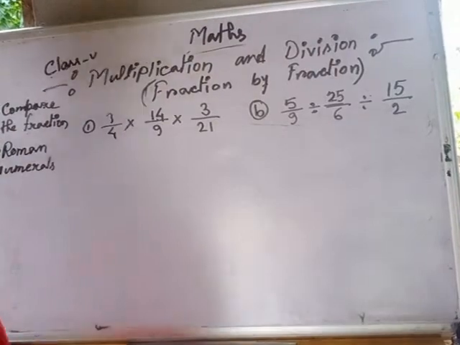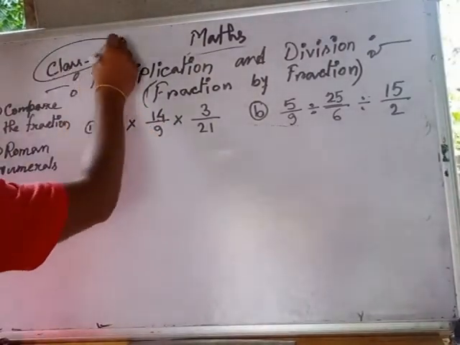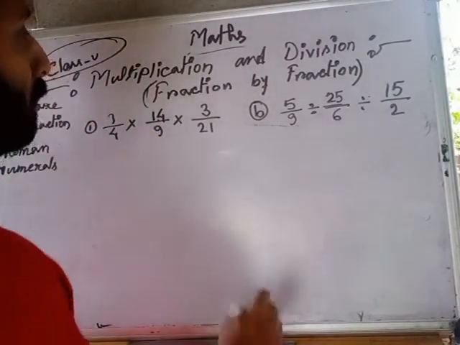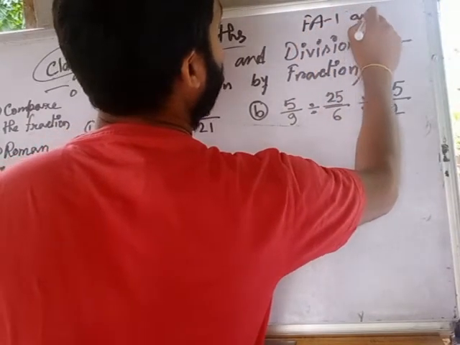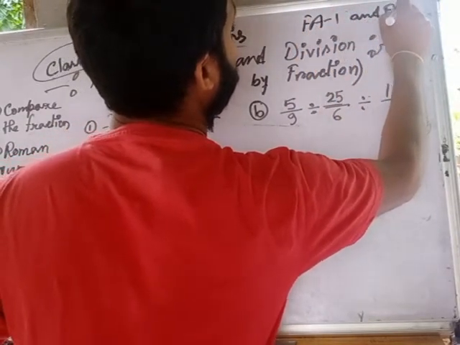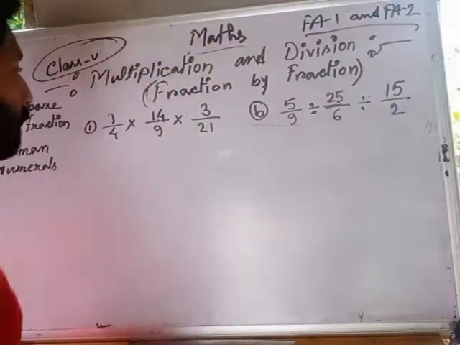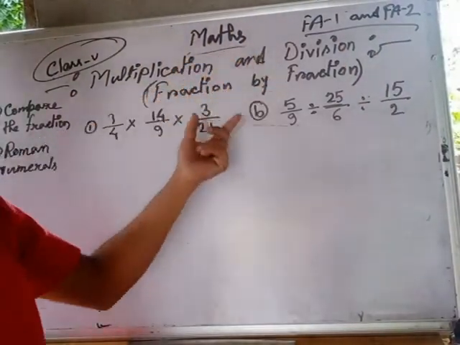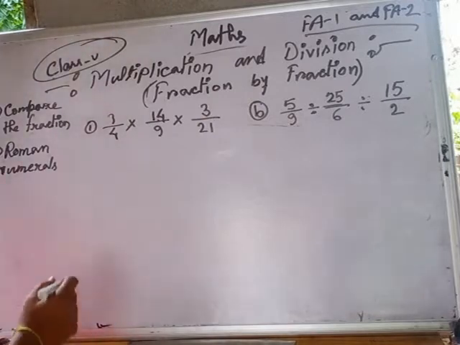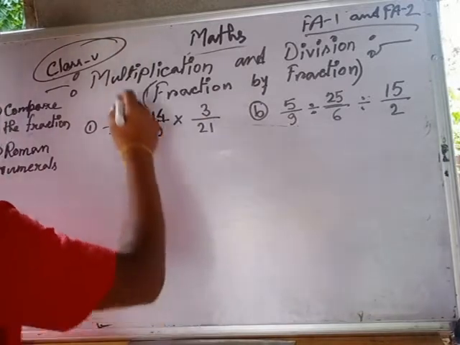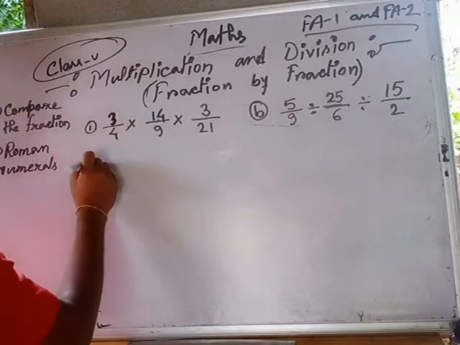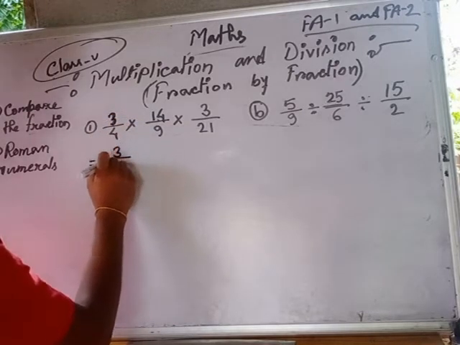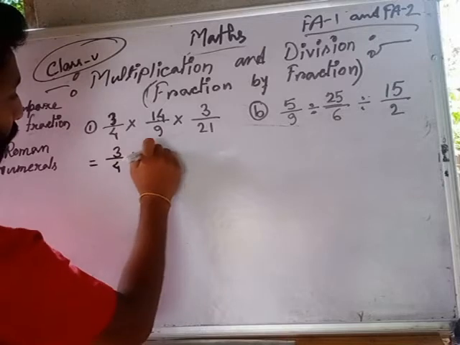Today I will discuss class 5 maths for our revision for FA1 and FA2 exam. Multiplication and division, fraction by fraction. That means multiplication of a fraction with a fraction. At first we should write here the numbers.